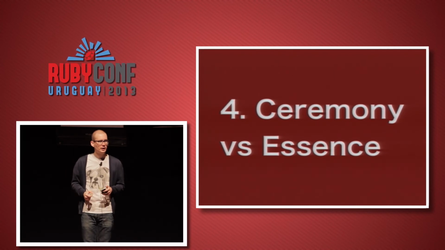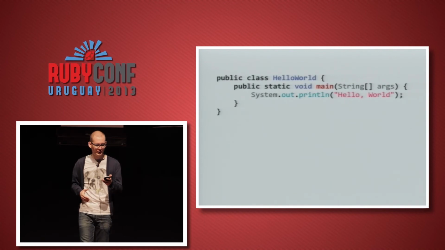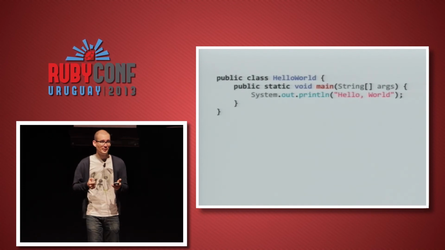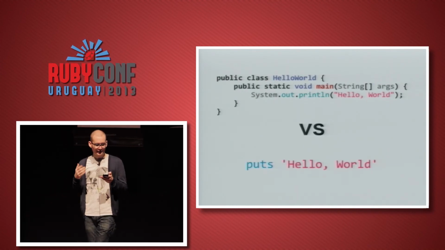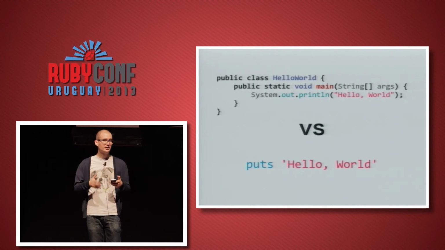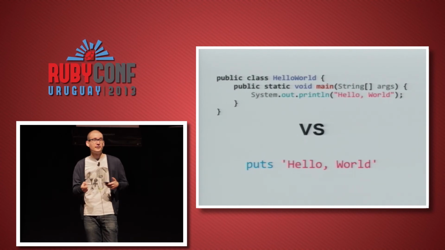Okay. When it comes to talking about ceremony, there's nothing like showing a snippet of Java code and comparing it with its equivalent in Ruby, right? That illustrates the difference between ceremony and essence. Ceremony is all the irrelevant detail that we have in the Java version.